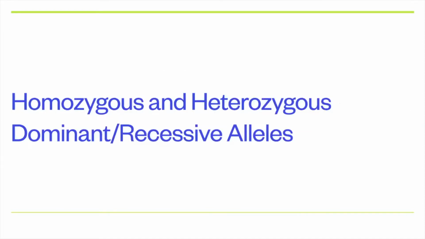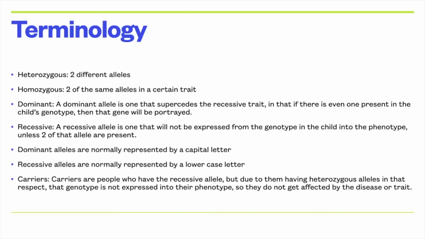First of all, we're going to define some terms because it's very important to understand what we're talking about. Heterozygous means having two different alleles for the same trait. Homozygous means having two of the same alleles for a certain trait. A dominant allele is one that supersedes the recessive trait. If there is even one present in a child's genotype, then that trait, that phenotype, will be portrayed. A recessive allele is one that will not be expressed from the genotype into the phenotype unless two of the recessive alleles are present. I know this makes no sense right now, but it'll become clear when we show you the demonstration.